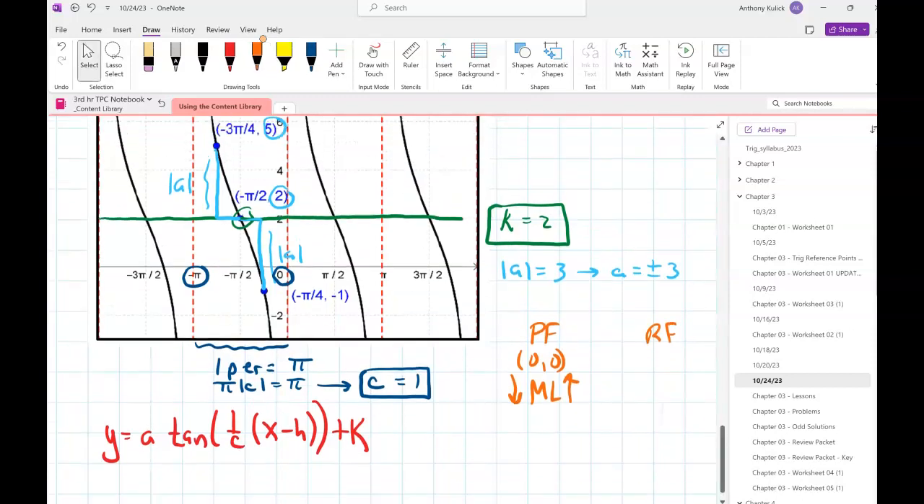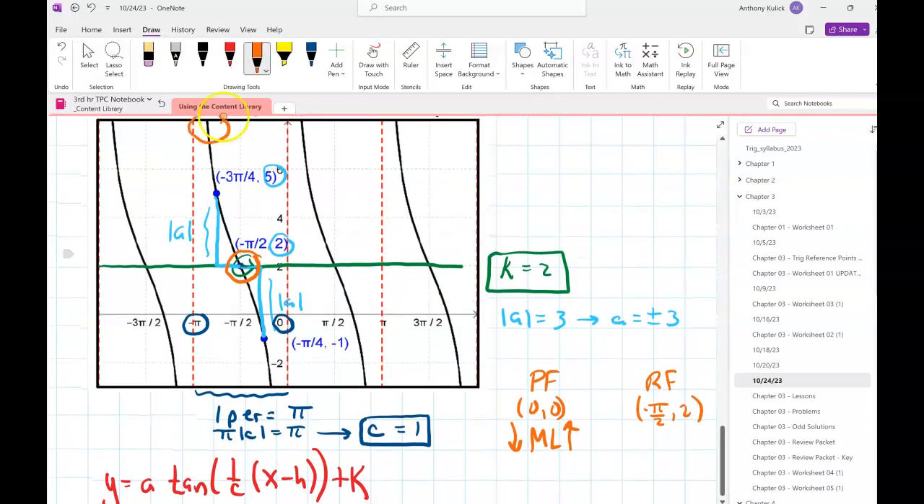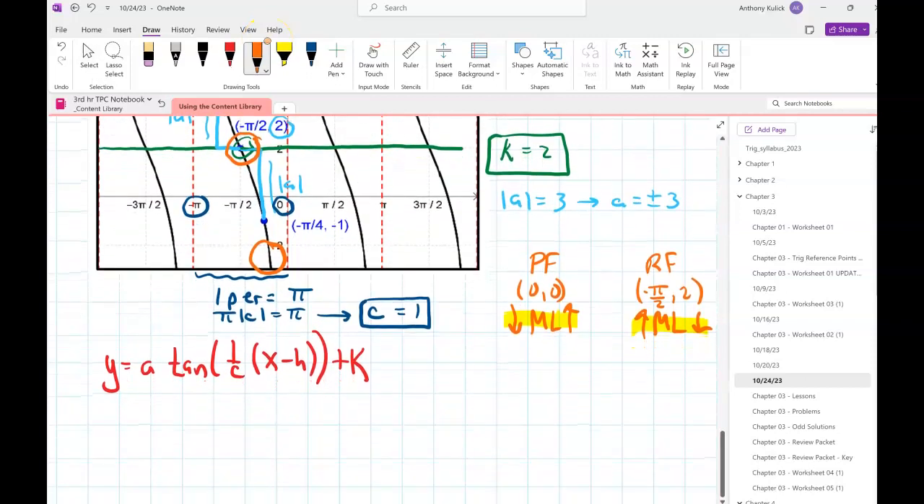If I go to my resultant function, I'm going to pick a midline point. I'm going to pick this one right here because the coordinate is labeled for me, so I don't have to think too much about it. If I look at this midline point, before that midline point, the graph points up, and after that midline point, the graph points down. So since these are the opposite types of midline points, what can I say? I know the A is negative.